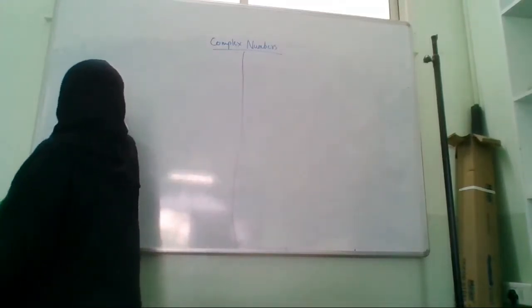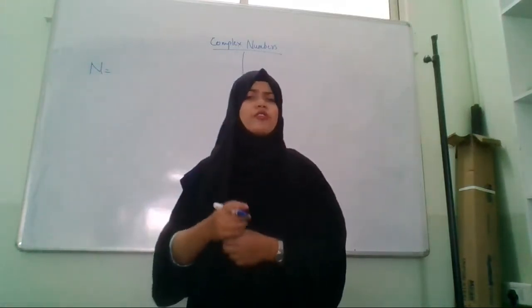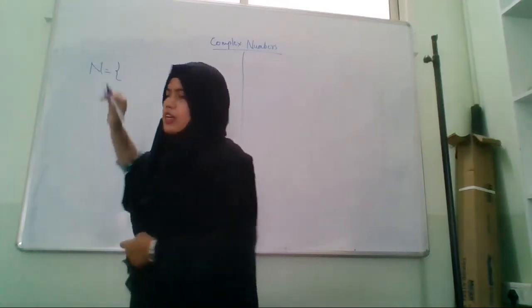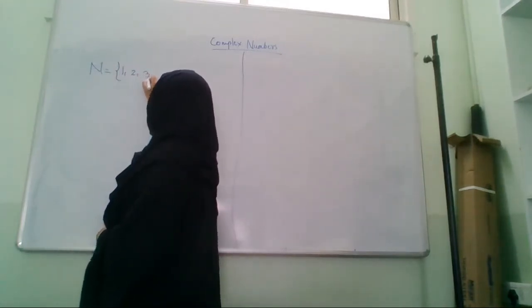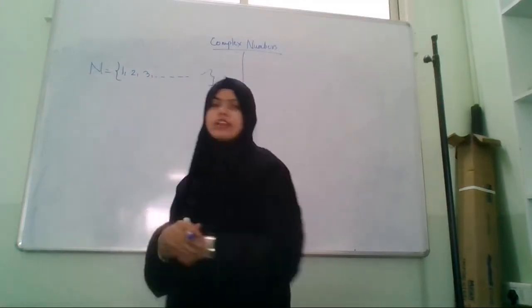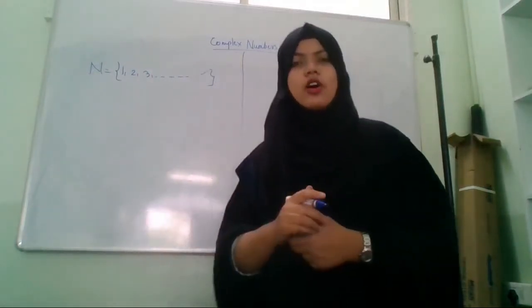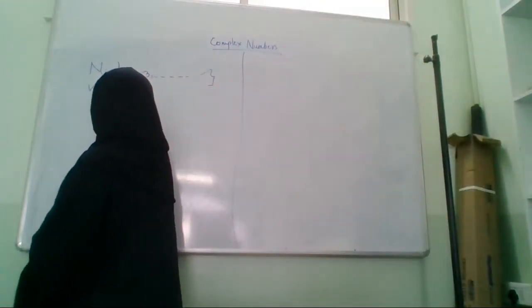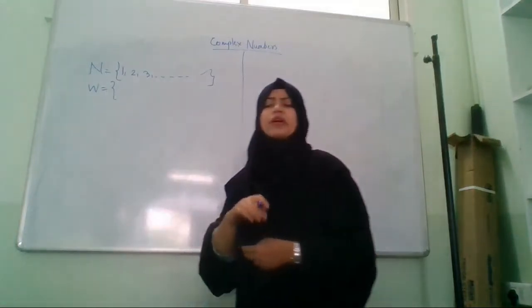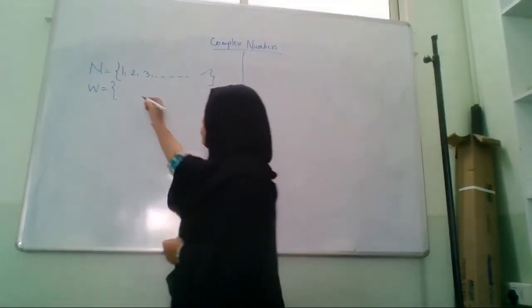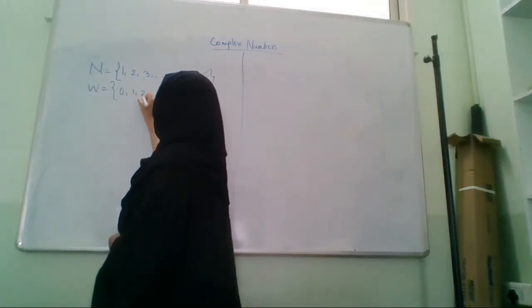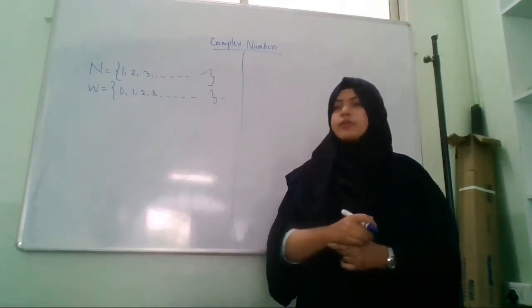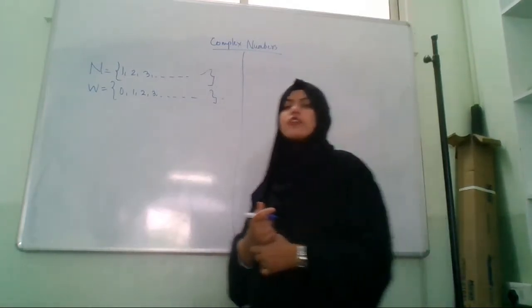So first is the set of natural numbers. Set of natural numbers means numbers that contain all the positive integers starting from 1, 2, 3, etc. up to infinity, right? So this is the set of natural numbers. Now the next is the set of whole numbers. Whole numbers are the same as the natural numbers, but it starts from 0. So it starts from 0, 1, 2, 3 up to infinity, right?